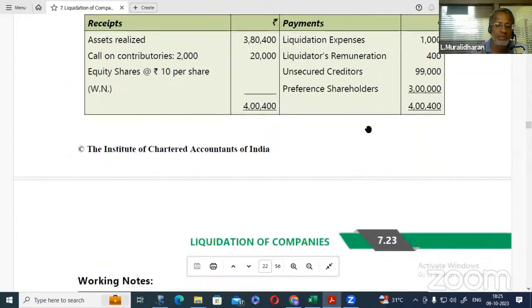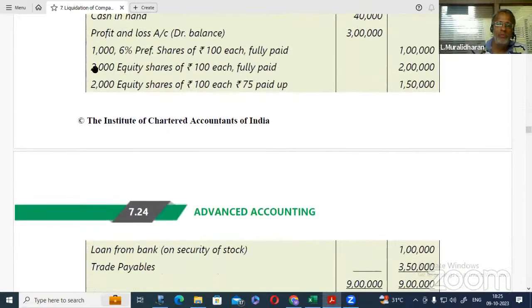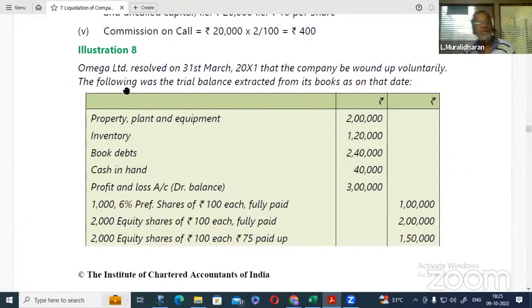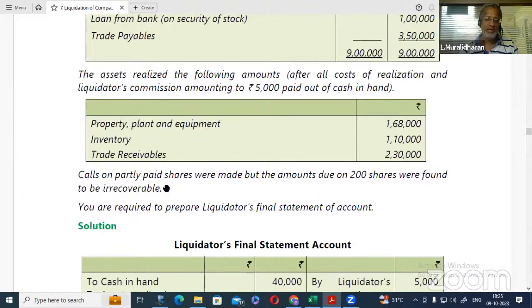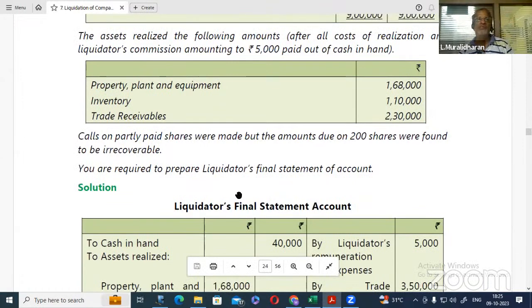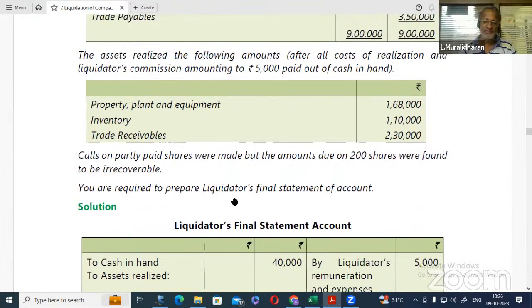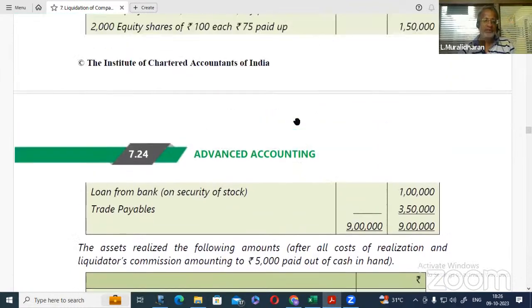So illustration number 8, we will take it up. In illustration number 8, we have just gone through the items, and I would like to use the institute study material solution directly for certain cases, so that instead of writing it out, we can work a little faster and cover a little more.